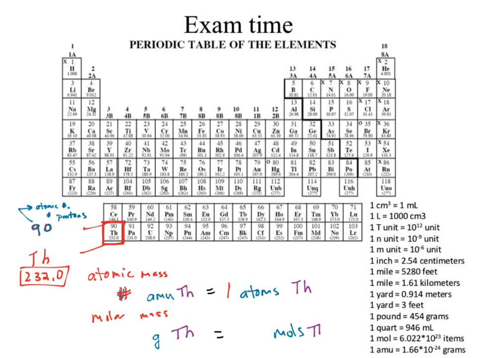Avogadro's number. 232 grams gets tied to 1 mole. This is not Avogadro's number. What is Avogadro's number? Moles to atoms or molecules. Avogadro's number is 6.022 times 10 to the 23rd. Is 232 that? No.